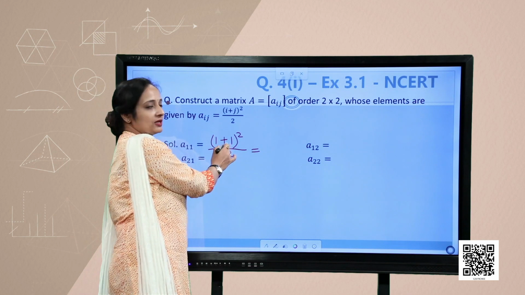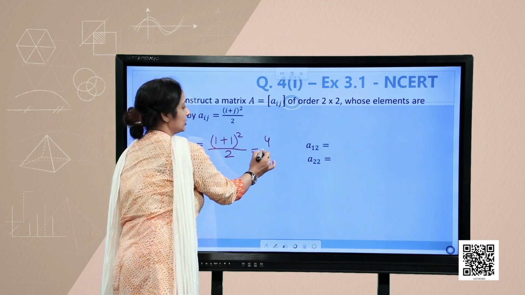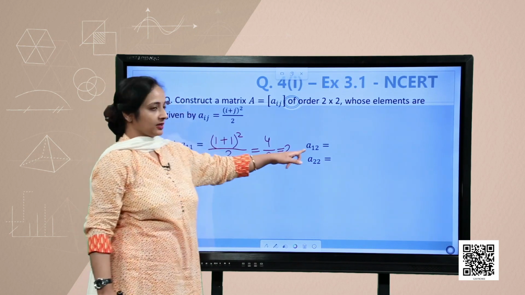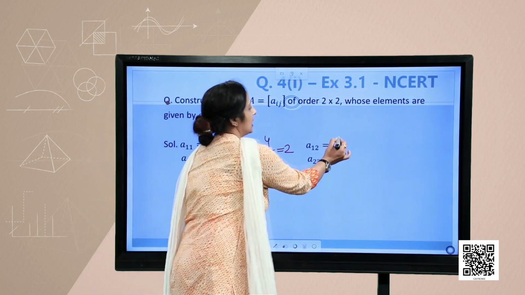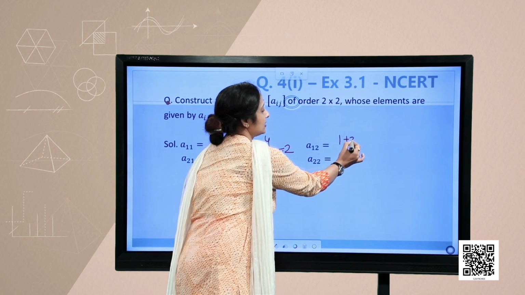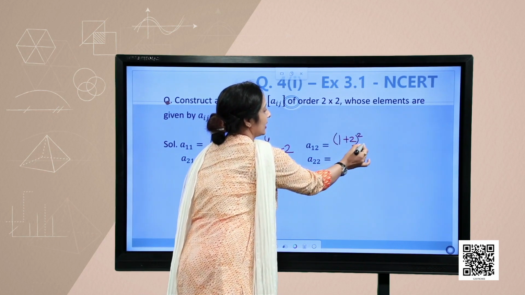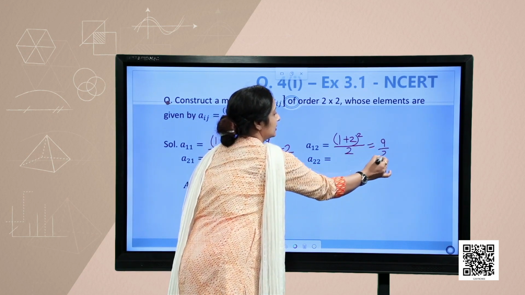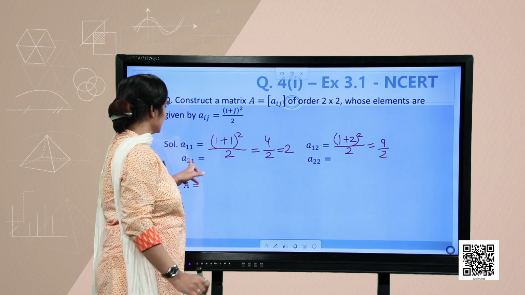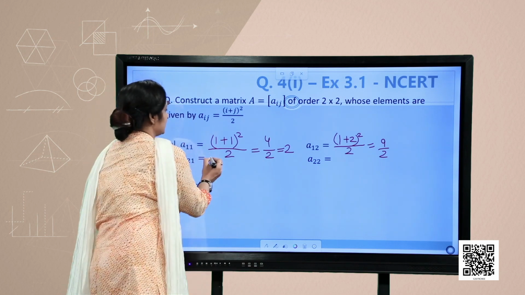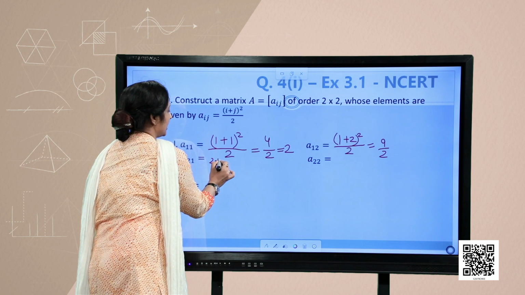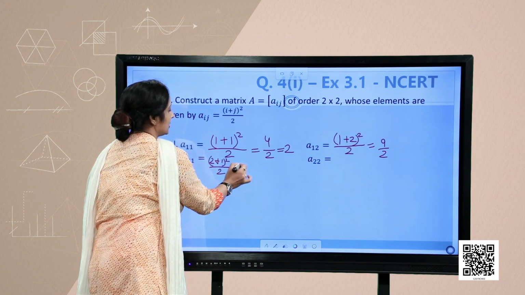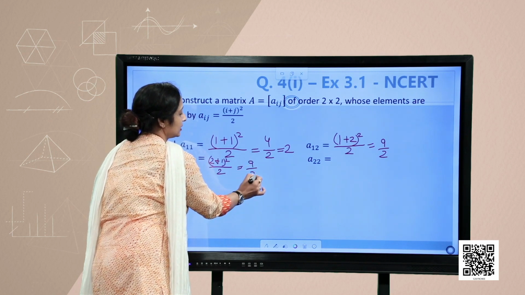Solve it. 1 plus 1 is 2, 2 square is 4, divided by 2. It is giving us 2. Similarly, A12, i is 1, j is 2. Square, divided by 2. It is giving us 9 by 2. Then comes A21, i is 2 here, j is 1. So you can square them. You are getting 9 by 2.